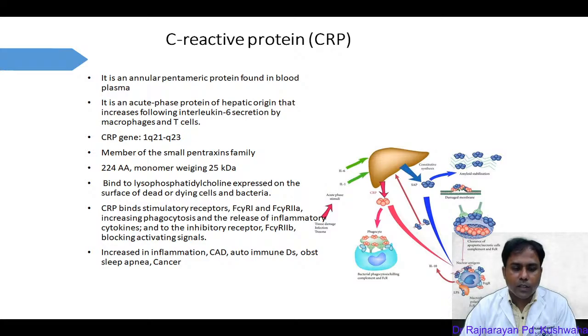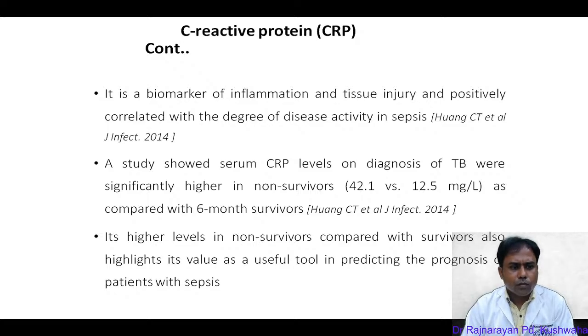CRP binds stimulatory receptors like FcγRI and FcγRIIA, increasing phagocytosis and the release of inflammatory cytokines, and it also binds the inhibitory receptors, blocking activating signals. CRP increases in inflammation, coronary artery disease, autoimmune disease, obstructive sleep apnea and cancers. And it is a biomarker of inflammation.